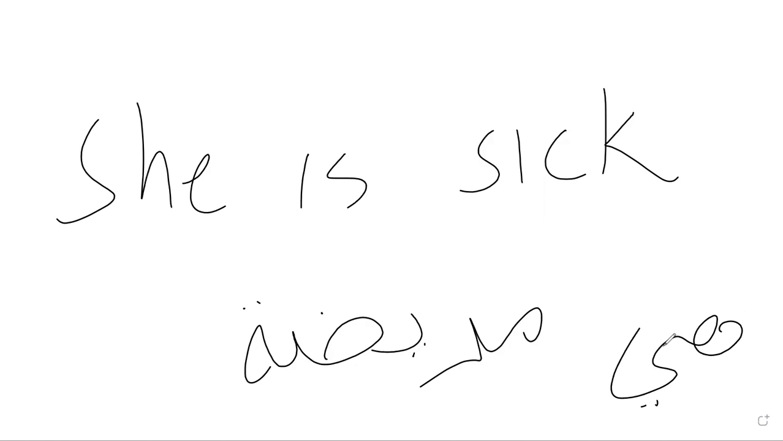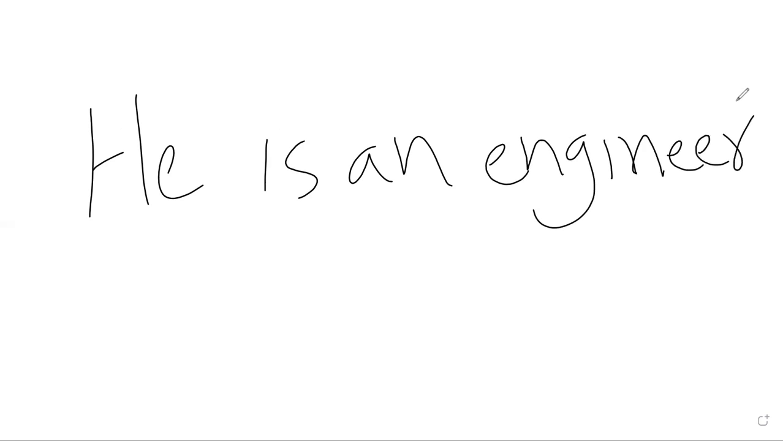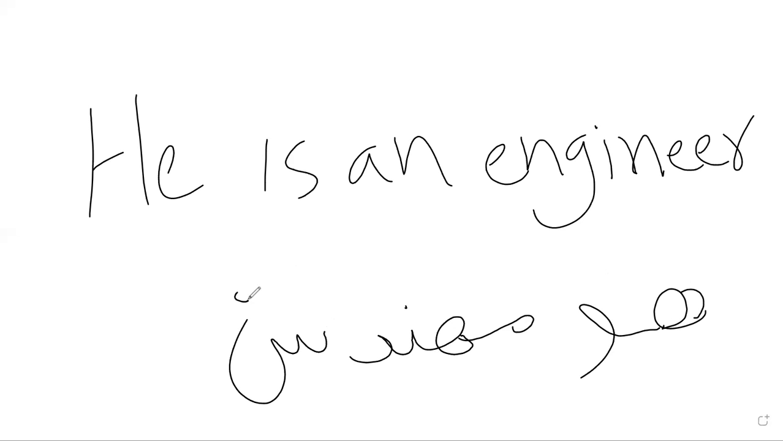Okay, let's do maybe a couple more nouns. Okay, so we looked at a teacher, we looked at a student, we looked at a doctor. What else? Now we are gonna look at an engineer. Okay, so if you wanna say he is an engineer, you would say Huwa muhandisun. He is an engineer.